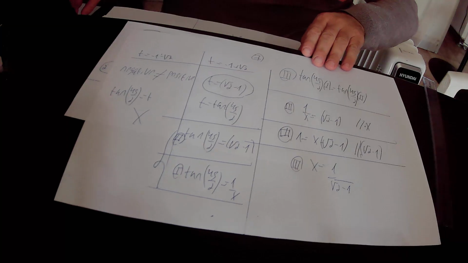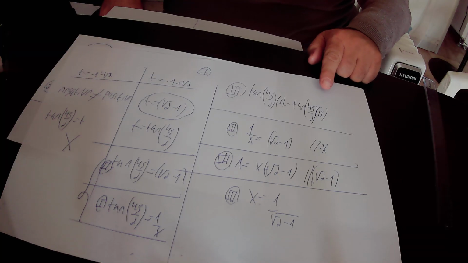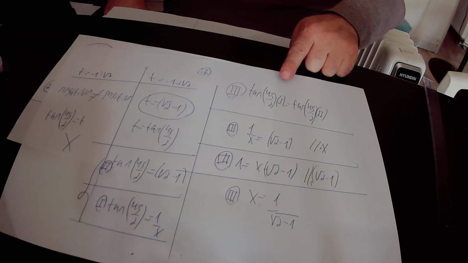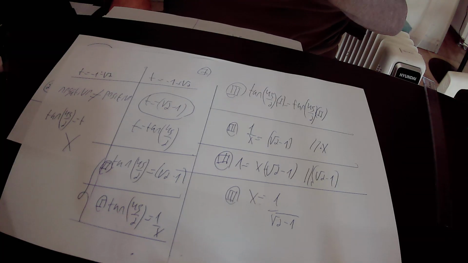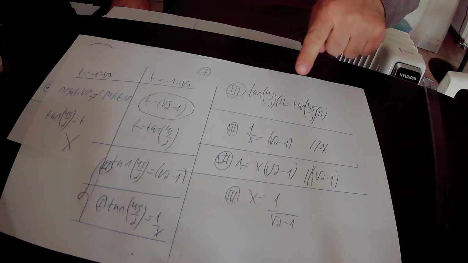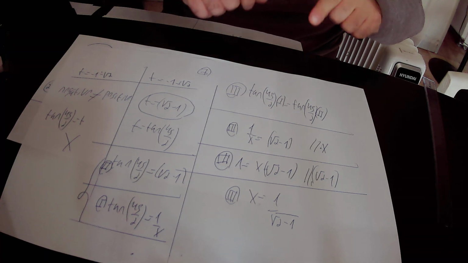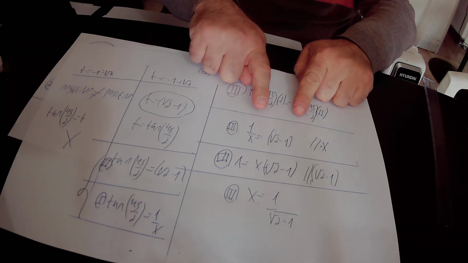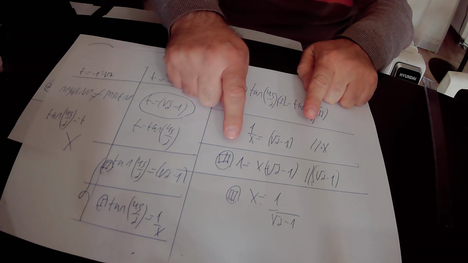Therefore, we create equation number 3 that states that tan 45 over 2 degrees according to equation number 1 must be equal to tan 45 over 2 degrees according to equation number 2. Tan 45 over 2 degrees according to equation number 1 is 1 over x, and it must be equal to tan 45 over 2 degrees according to equation number 2, that is square root of 2 minus 1. So in conclusion, we found out that according to equation number 3, 1 over x equals the square root of 2 minus 1.